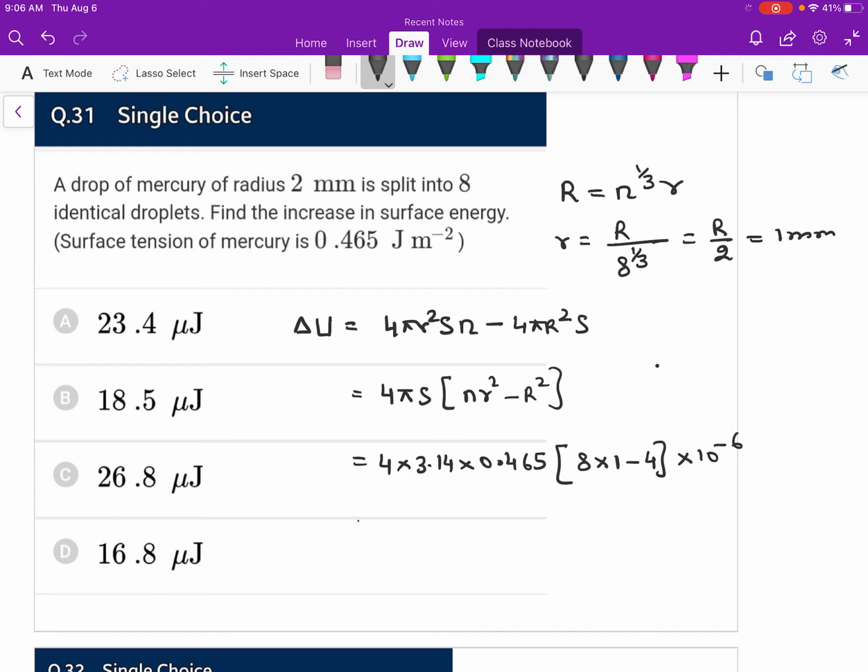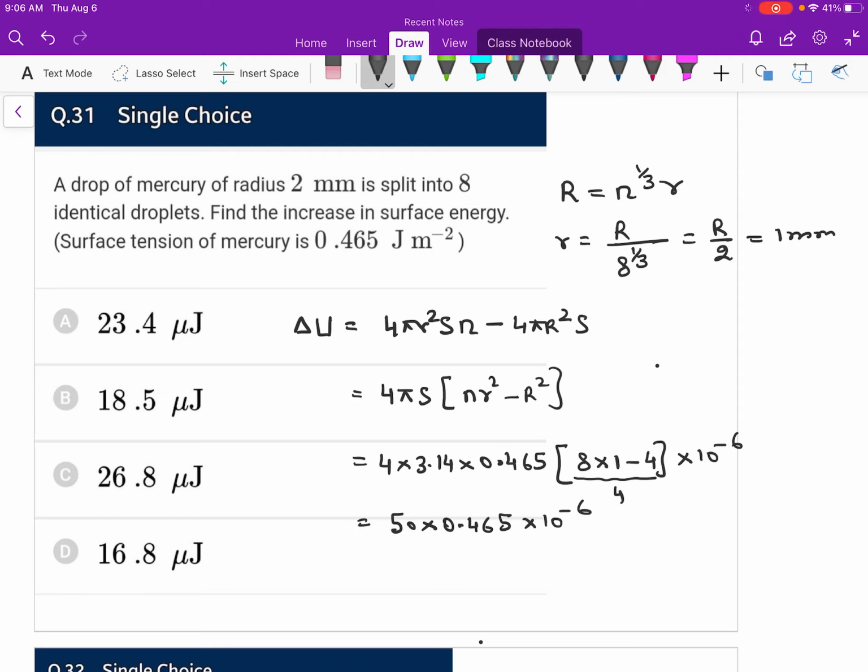All right. So 4 4s are 16, 3s are 48, roughly 50. So this is roughly 50 into 0.465 into 10 to the power minus 6. So 50 into 0.5, that is roughly 25. So 25 into 10 to the power minus 6.